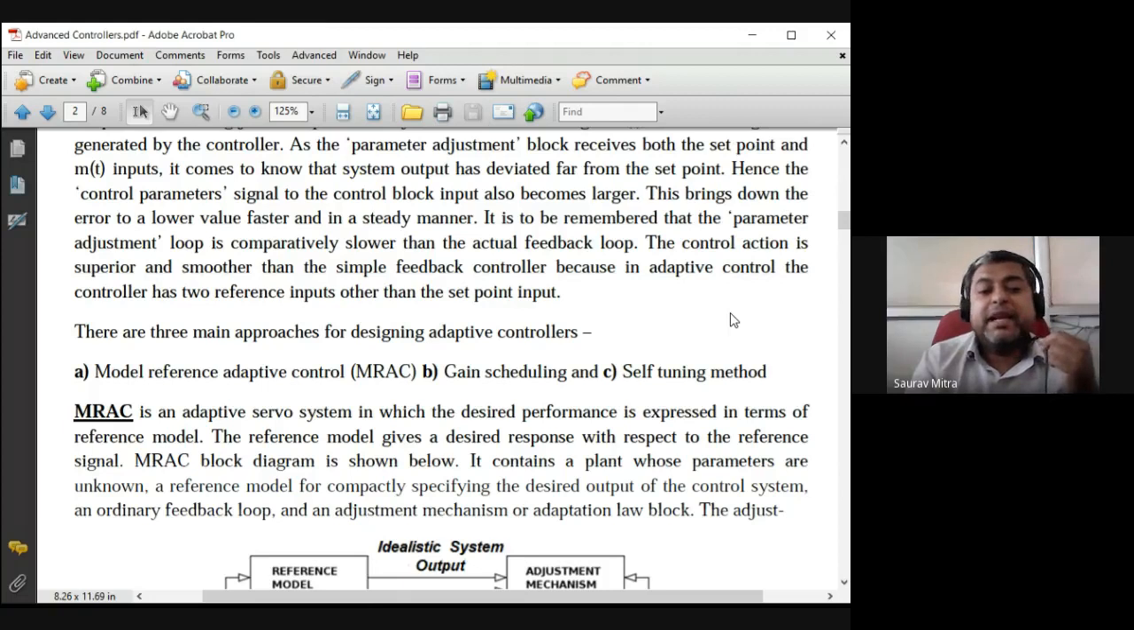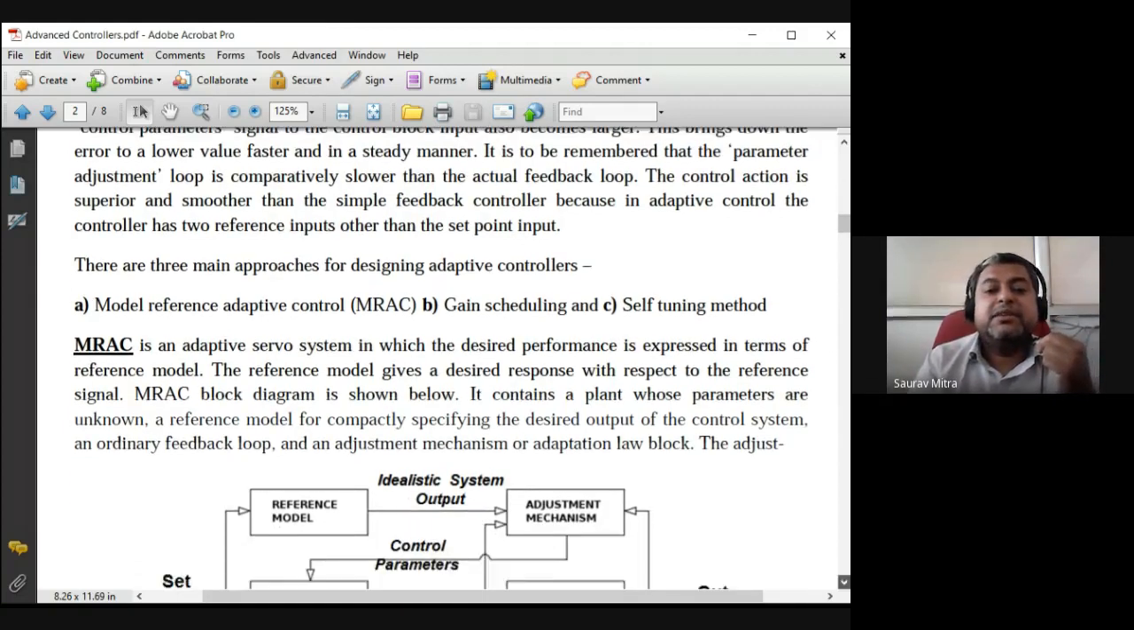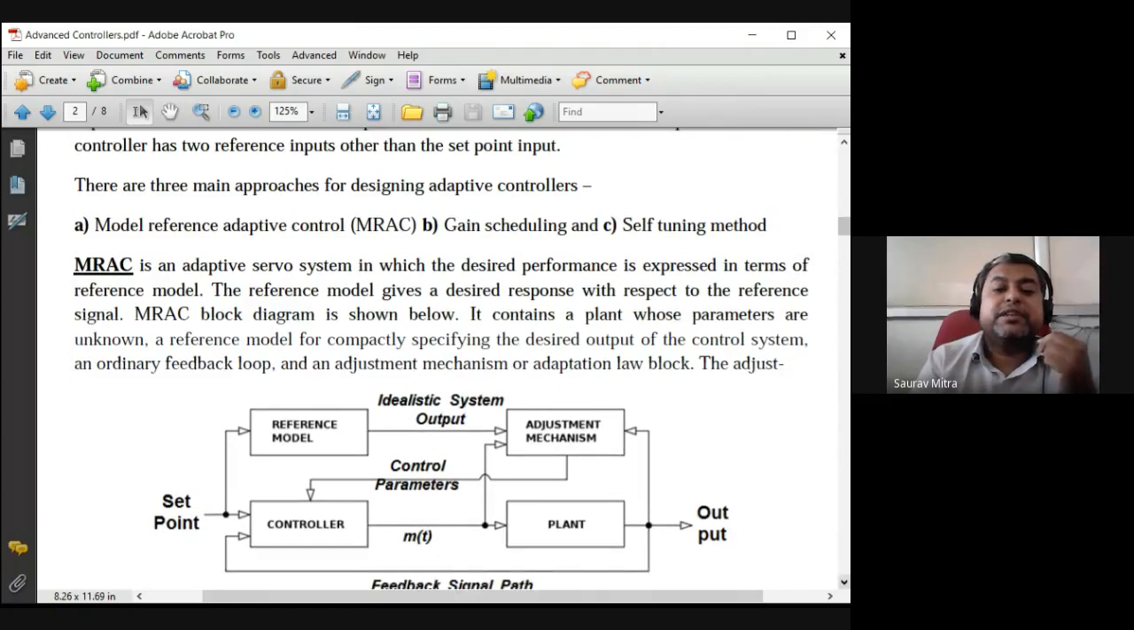Now, there are three main approaches for designing an adaptive controller. Whenever you are asked about the adaptive controller, you have to explain all these three, but don't go on explaining everything in detail. Just in short, the explanation of MRAC, gain scheduling, and self-tuning has to be explained briefly. These are the types of adaptive control.